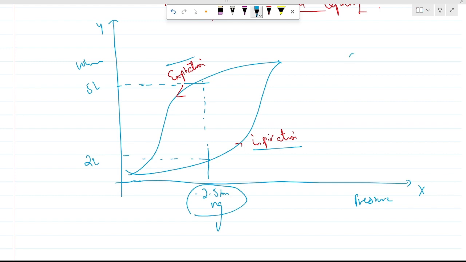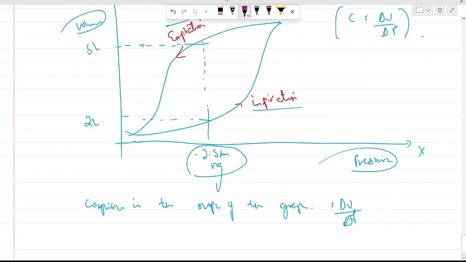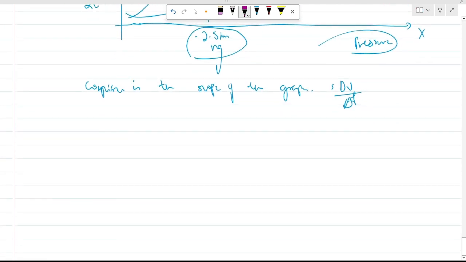Now the compliance we know is delta V by delta P. This is our delta V volume here, this is our delta P here. So how do we calculate this delta V and delta P? Compliance is the slope of the graph, the slope of the xy graph. We draw a tangent somewhere here and calculate the delta V by delta P. This is our compliance from the graph, which is the slope of the graph.